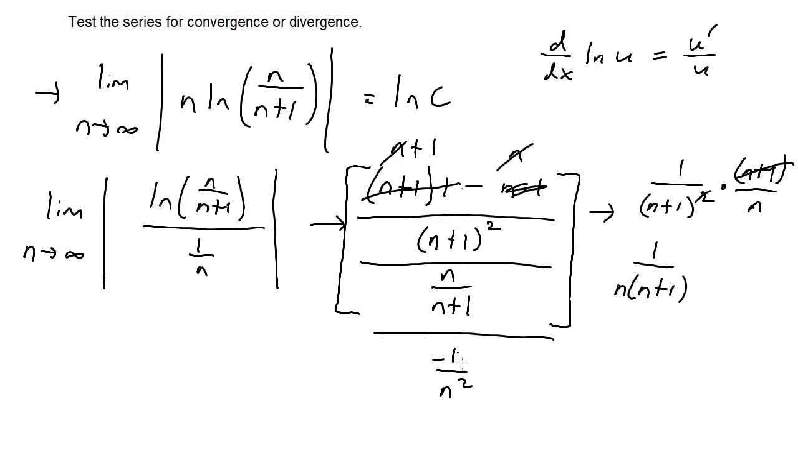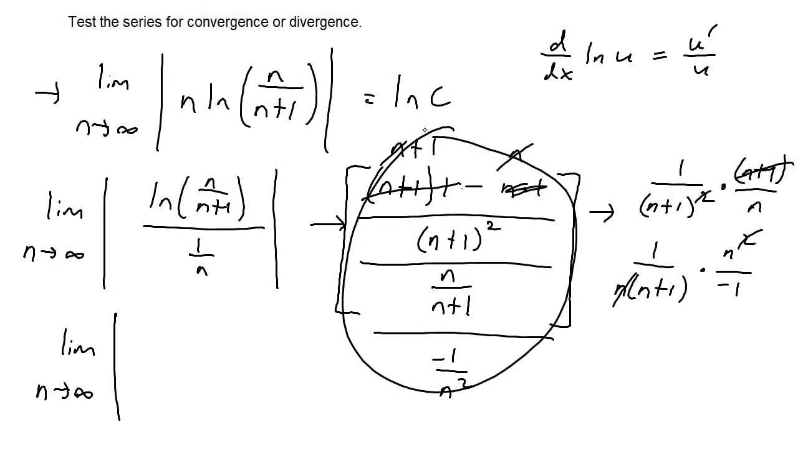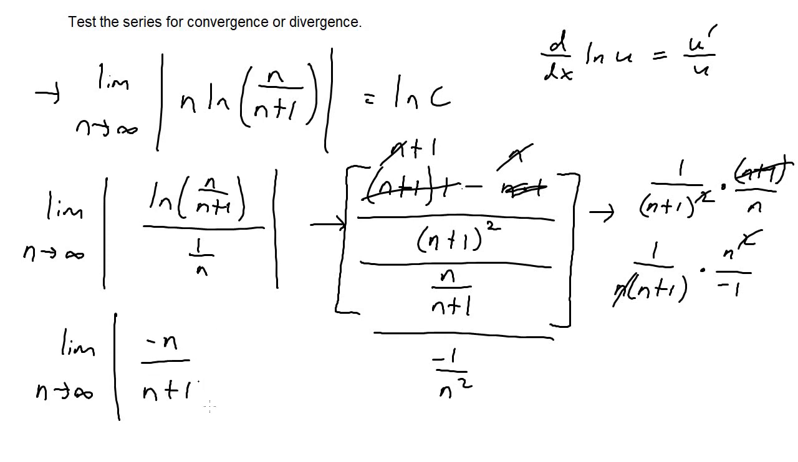Now don't forget we do have the negative 1 over n squared on the very bottom, so now we can go ahead and divide by negative 1 over n squared, or multiply by its reciprocal, so n squared over negative 1. Now realize that one of the n's will cancel, and so what we're left with here is the limit as n approaches infinity of the absolute value of this entire thing, which we have simplified down to just this. So that is going to be negative n over just n plus 1.